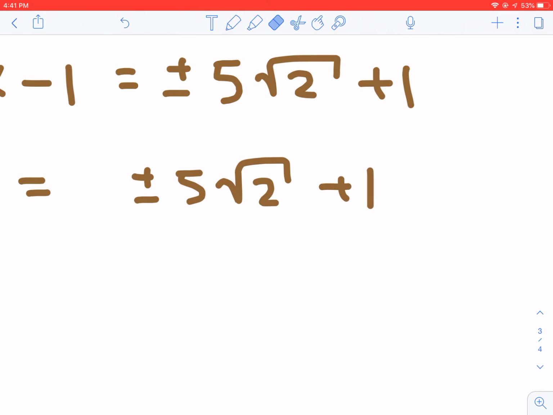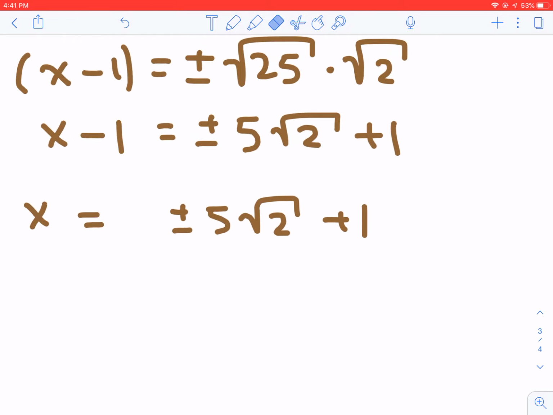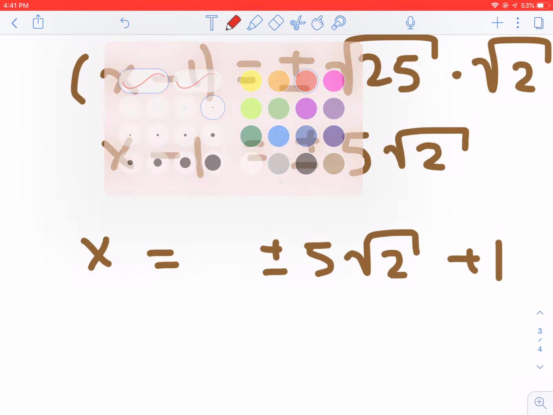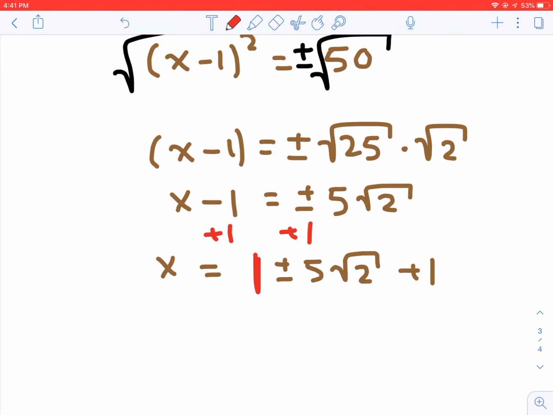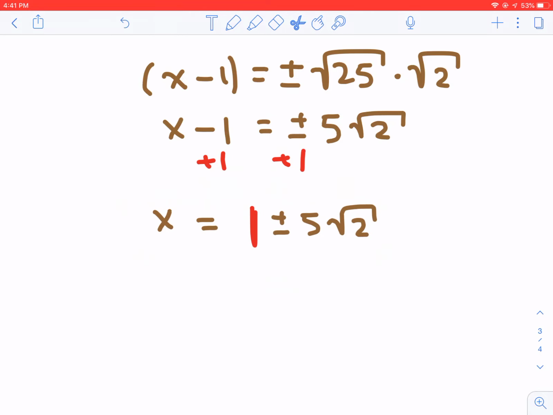Because they're really not like terms that you can combine. And if you wrote your answer like this, it's fine. But when I add 1 to both sides, I'm actually going to put the plus 1 in front, because that's usually how it's going to be written. So my final answer is going to be x equals 1 plus or minus 5 radical 2.